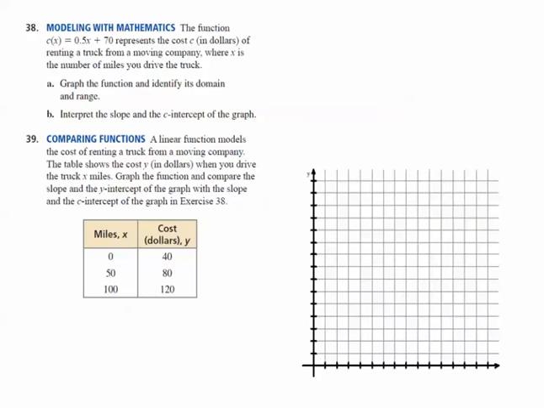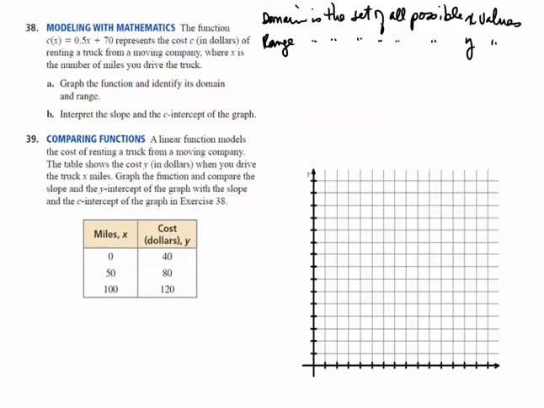Okay, in the next two problems, which are related and are both going to be graphed onto these same set of coordinate axes, we have the function C(x) is equal to 0.5x plus 70, which represents the cost C in dollars of renting a truck from a moving company, where x is the number of miles you drive the truck. We want to graph the function and identify its domain and range. Remember that domain is a set of all possible x values. Range is a set of all possible y values.